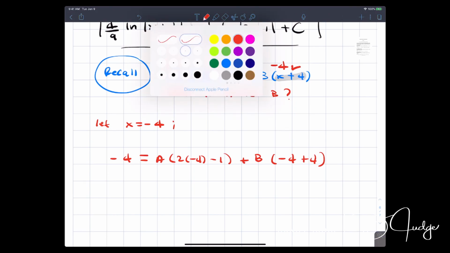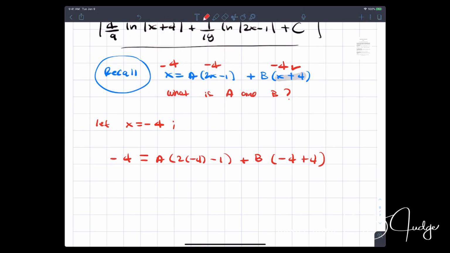Double check. So what happens now here, here's my point. We're making this linear factor here 0. Is that true? We want to make that 0. Isn't negative 4 plus 4 0? Doesn't that now mean b times 0 is going to be simply gone? It's 0. On the left, we get negative 4 is a times negative 8 minus 1, or negative 4 equals a times negative 9.